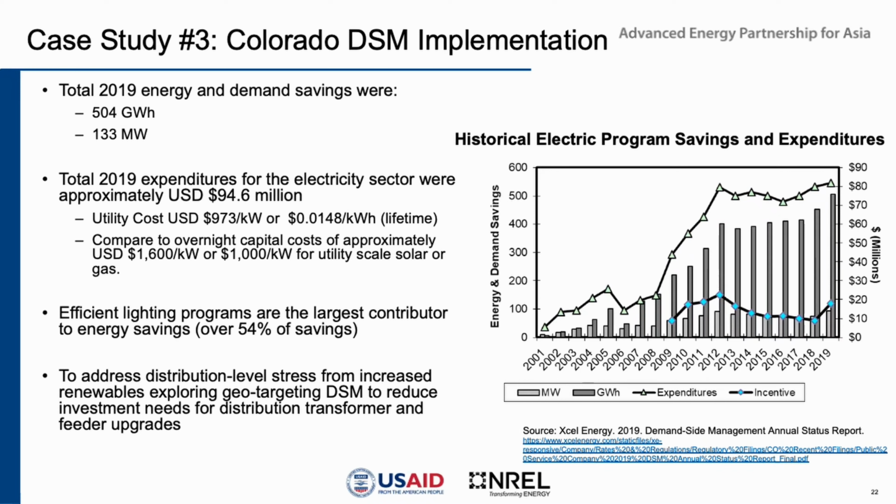And then to better address some of the distribution level challenges, Colorado's using special micro-targeting to reduce the investment needs for distribution transformers and feeder upgrades. So that's a novel way to look very carefully at location-specific variables.